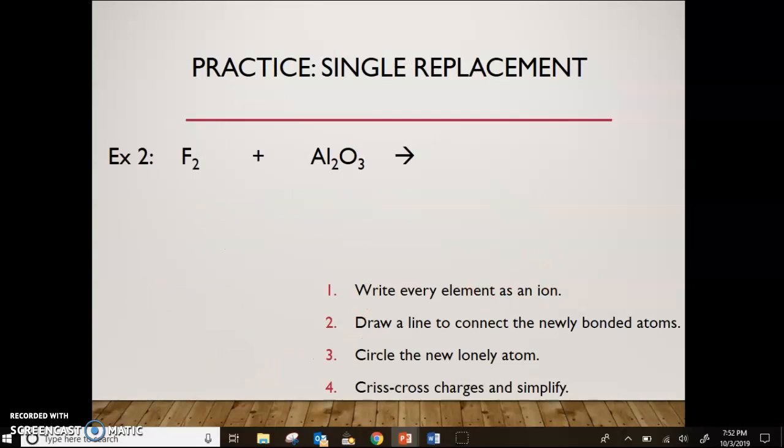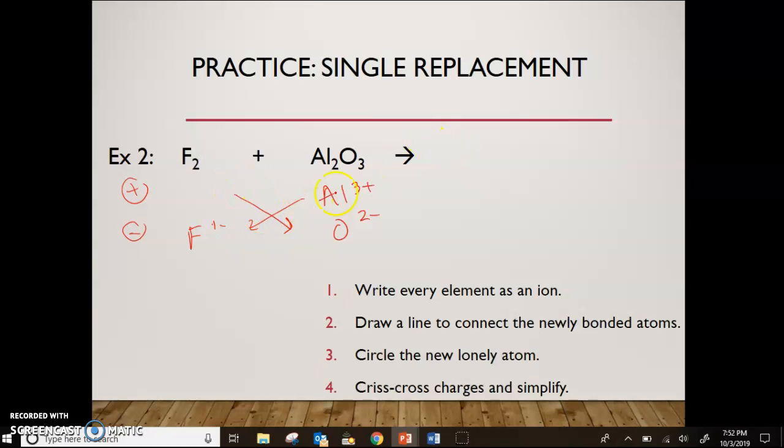So I have F2 and then Al2O3. So again, I want to write it as an ion. So fluorine's ion is F1 minus. Then I have Al with a 3 plus, oxygen with a 2 minus. I'm keeping the positives on top and the negatives on the bottom because that's the format we've been using. So then I cross.